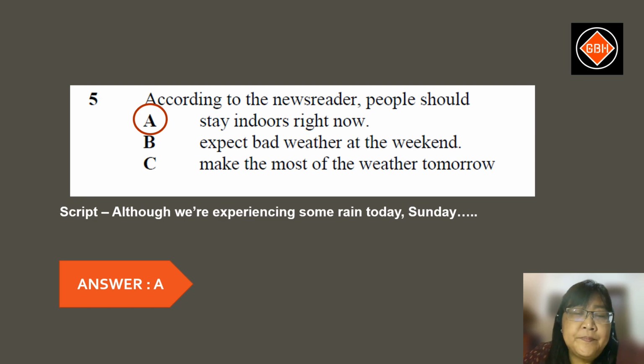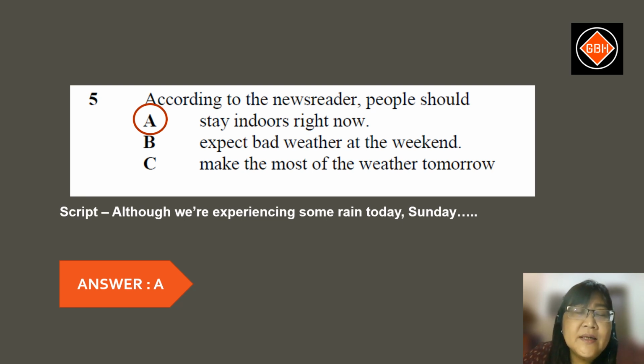So in the script, the sentence goes, although we are experiencing some rain today. So today is now. So when you have rain now, it's definitely A, stay indoor right now. So C could be a distractor because in the script it's written, although we are experiencing rain today, Sunday. So Sunday here doesn't mean that it is tomorrow.